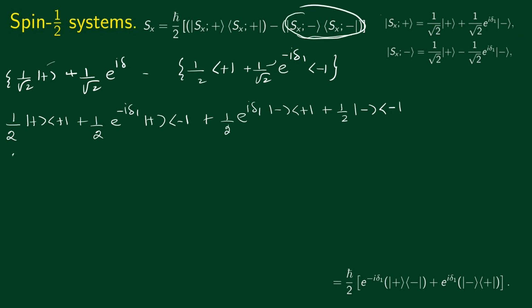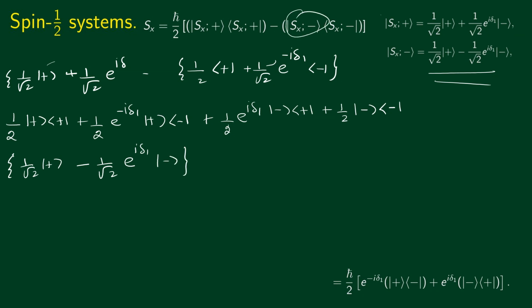So first I write ket Sx minus, which is given here. It is 1 by root 2 ket plus minus 1 by root 2 e raised to i delta 1 ket minus. All right, so this is ket Sx minus here. Now you multiply this with the corresponding bra. We know the rule. This becomes 1 by root 2 bra plus minus 1 by root 2 e raised to minus i delta 1 bra minus. All right.